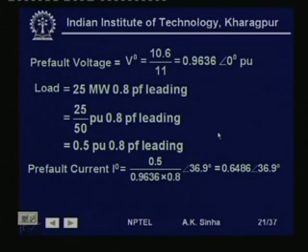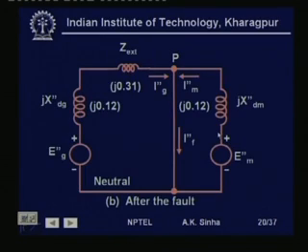Now, when the fault occurs, the circuit becomes like this. At this point P is shorted to the ground. So, here the voltages E m double dash and E g double dash will be there, and these will be feeding currents like this to the fault. The current from this side is I g double dash, from this side is I m double dash, and I f double dash is the current flowing into the fault for this system.